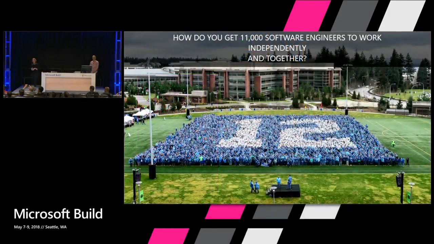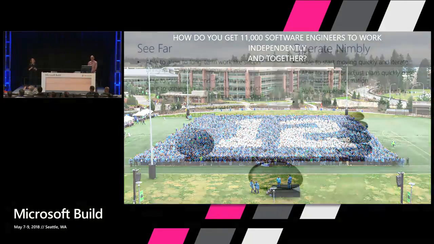How do you get 11,000 software engineers to work independently and also work together? Actual picture of actual WDG engineers doing an actual 12th man flag. So how do you get them to work together?